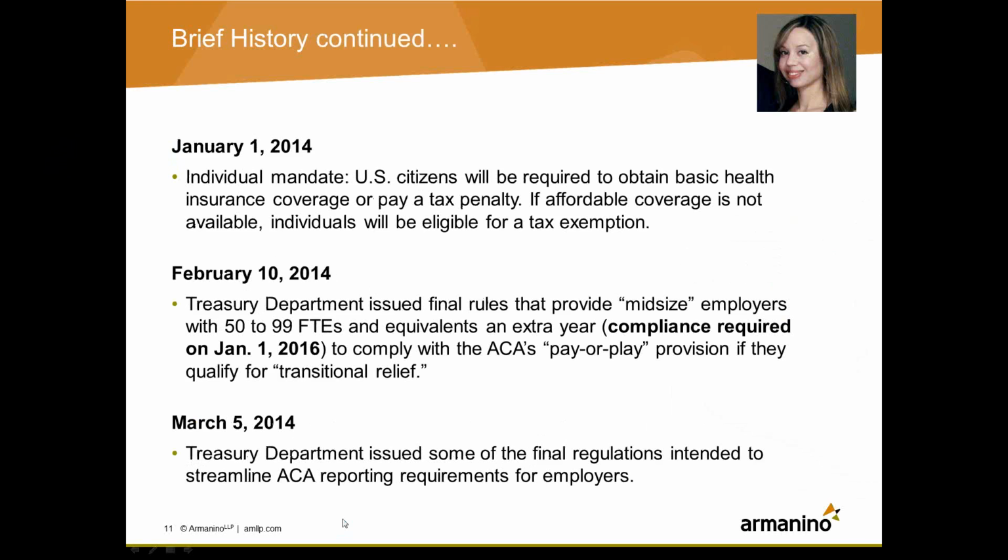So employers did receive the delay. However, the individual mandate has already started. It began this year, January 1st. So individuals are required to obtain basic health insurance coverage or pay a nominal tax penalty. And so, Dan, I believe the tax penalty is $95 for each individual, or 1% of their income, whichever is higher. Is that correct? Yeah, that's absolutely correct. So it's pretty small phase-in penalties, so it won't hurt too many people.